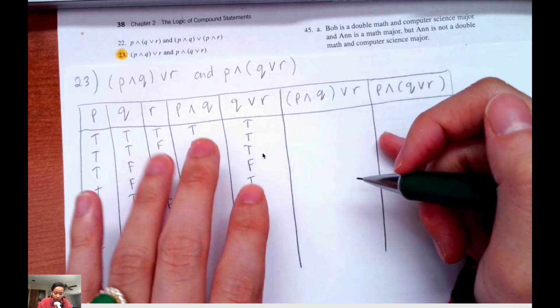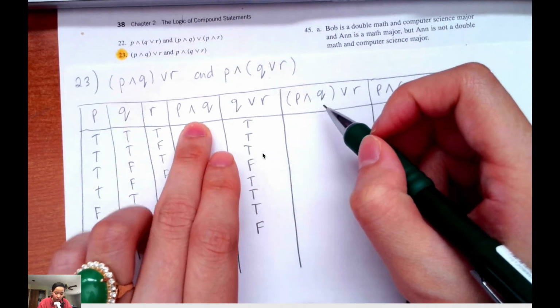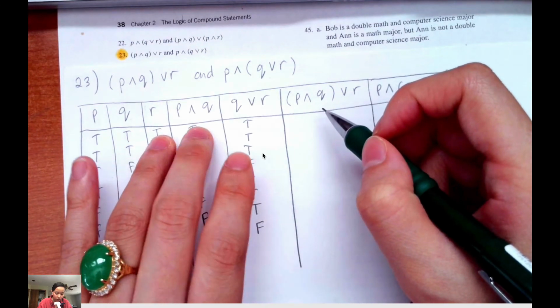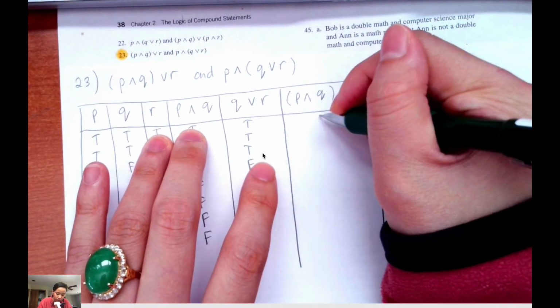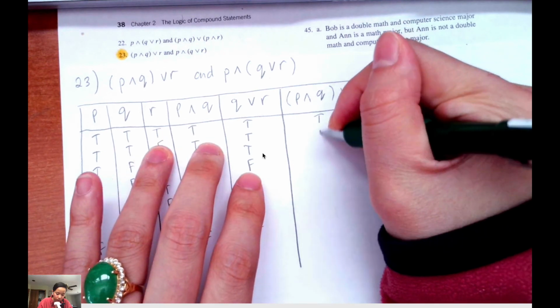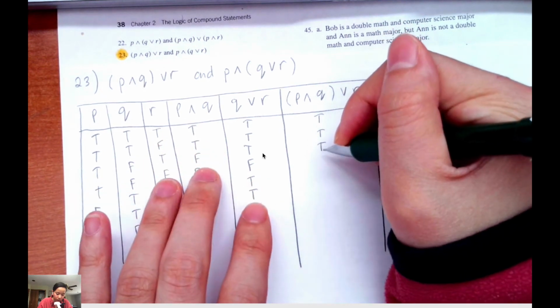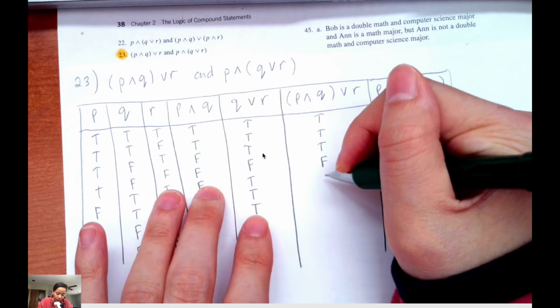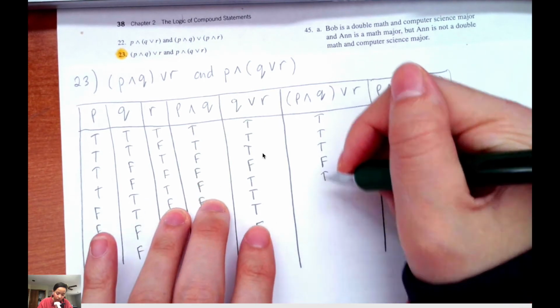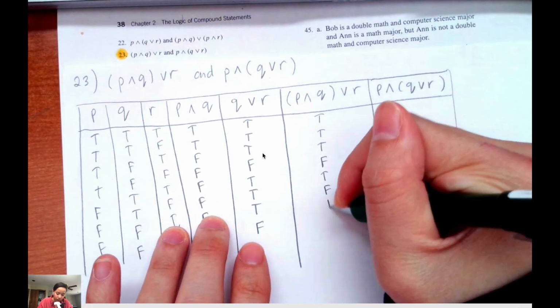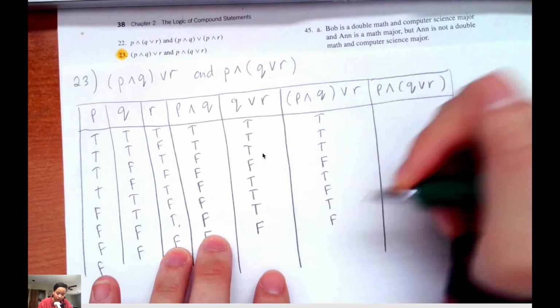And now we have to compare P and Q or R. So true or true is true. True or false is true. False or true is true. False or false is false. False or true is true. False or false is false. False or true is true. False or false is false.